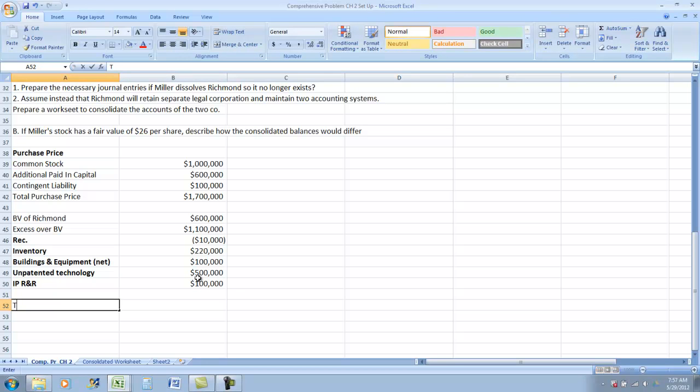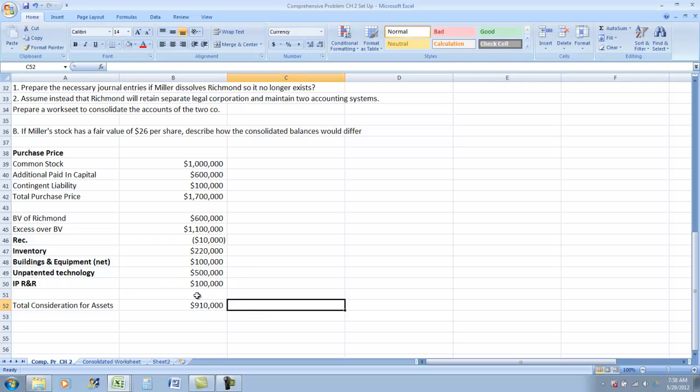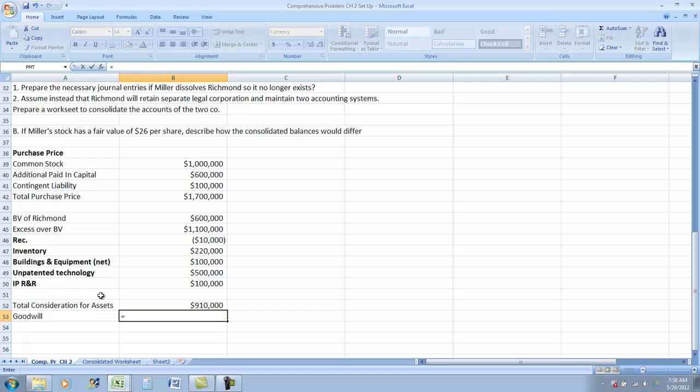So total consideration transferred to assets. And then the difference is goodwill. So it's the excess minus what we can attribute to assets equals goodwill.